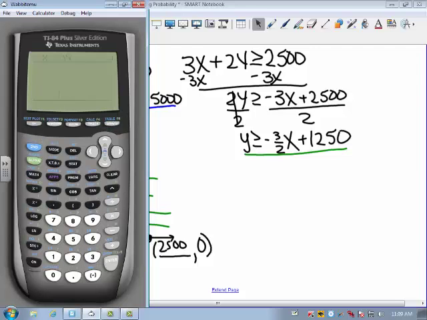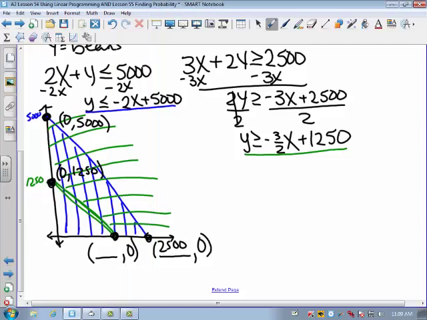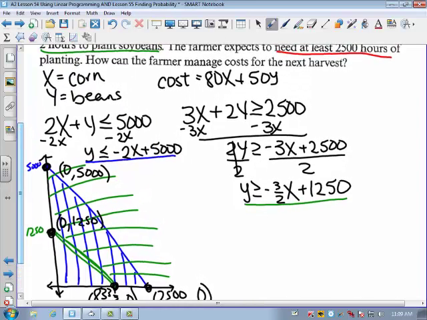So I'm going back to my table. Look at that: 0.8333333, which means 833 and a third. So I have 833 and 1/3. So again, I have to use my cost function to figure out my answer. So I'm going to have x, y, and I know that cost was equal to 80x plus 50y.